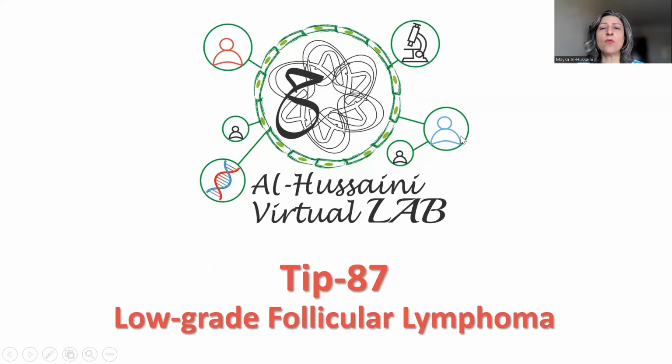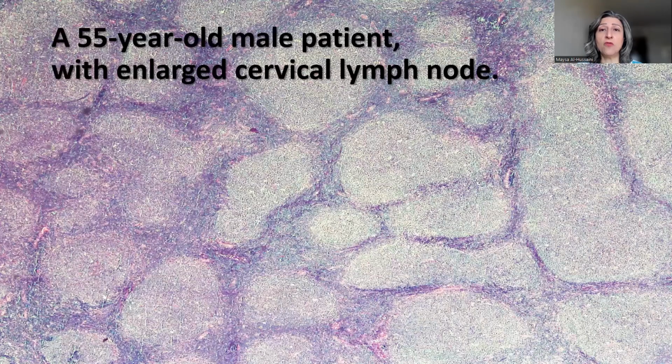What I'm going to be sharing with you today is a nice case, a typical example of low-grade follicular lymphoma. This is a 55-year-old male patient who was noticed to have an enlarged cervical lymph node, and so it was excised. As you can see from the low power magnification, there is total effacement of the lymph node architecture with replacement by variably sized nodules, but even from the low power magnification, they all look similar, as if they are all composed of the same tumor cells.